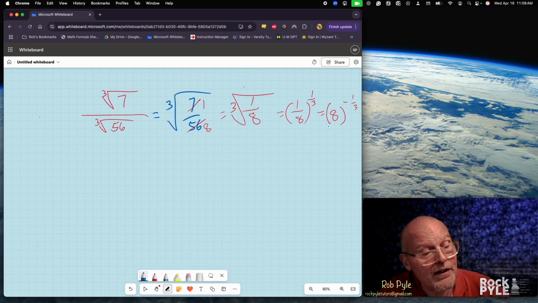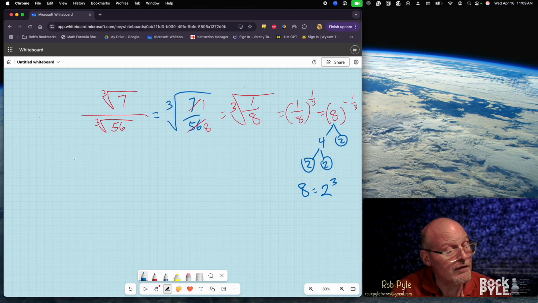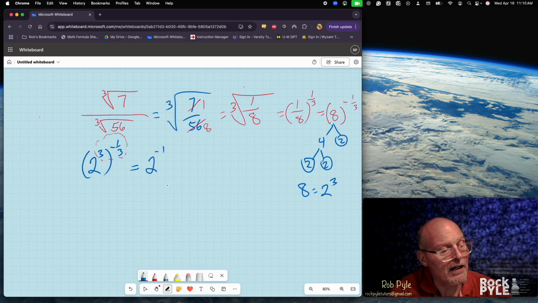Now I'm going to do a factor tree of 8: 4 and 2, 4 is 2 and 2. So 8 is 2 to the third. Now I'm going to rewrite this as 2 to the third to the negative 1/3. And when I am taking exponents to exponents, I multiply them. So that is going to equal 2 to the negative 1, or 1/2.